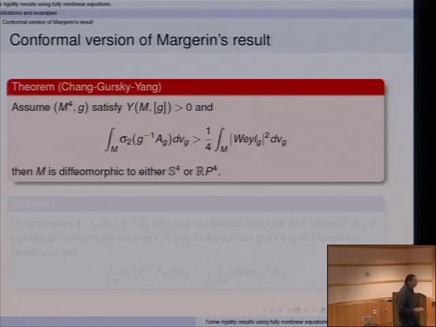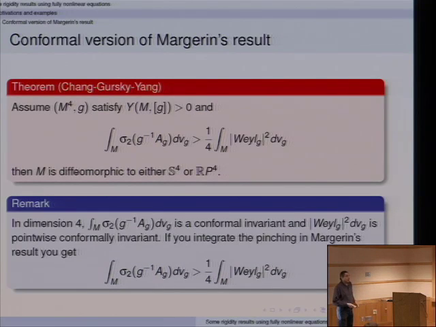As I just told you, this condition here is, of course, conformally invariant, since the Yamabe invariant only depends on the conformal class. So it's a condition only on the conformal class you are working with. It appears that in 4D, the integral of sigma 2 is also a conformal invariant. It only depends on the conformal class. This is a result by Jeff Viaclovsky.